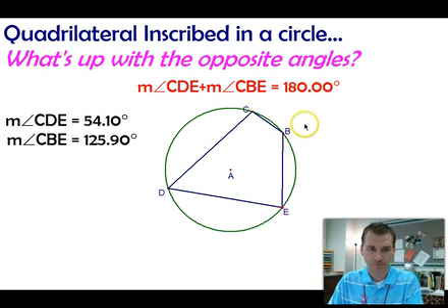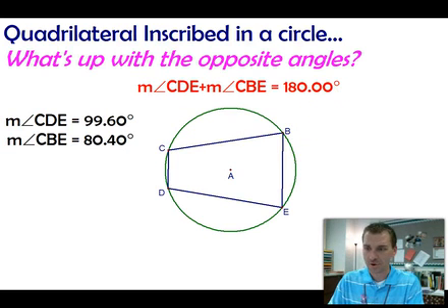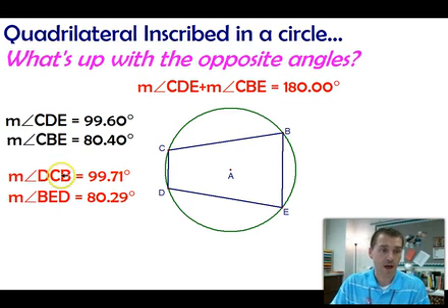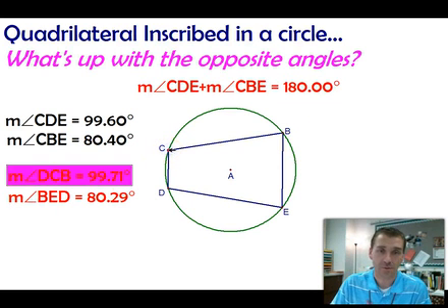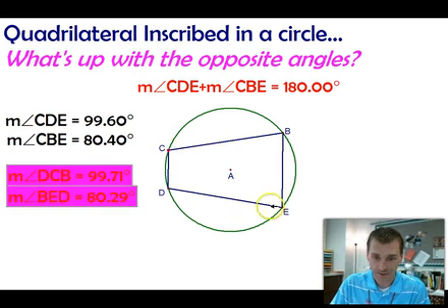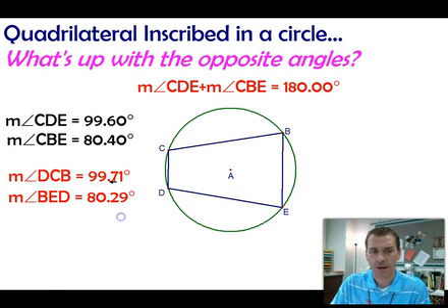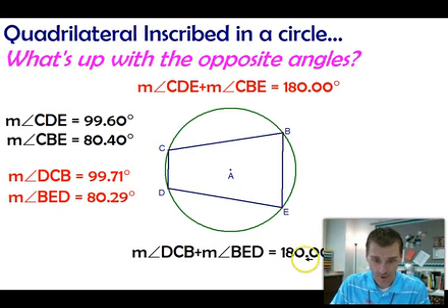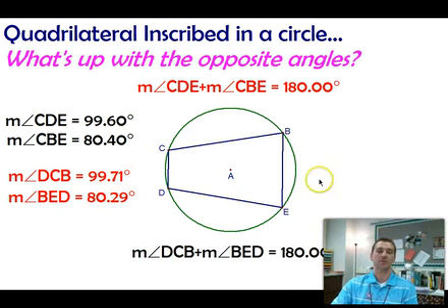Now, what if I do this? Let me keep that up there, and let me show you the other pair of opposite angles. There they are. So now I'm looking at angle DCB, that's this one, and angle BED, that's this one right here. So that's a pair of opposite angles. These guys, those guys right there, across from each other. Wonder if they're supplementary. Well, if you look at 99.7 and 80.2-ish, you betcha, they would also be supplementary. Notice, bam, those angles add to 180 degrees.